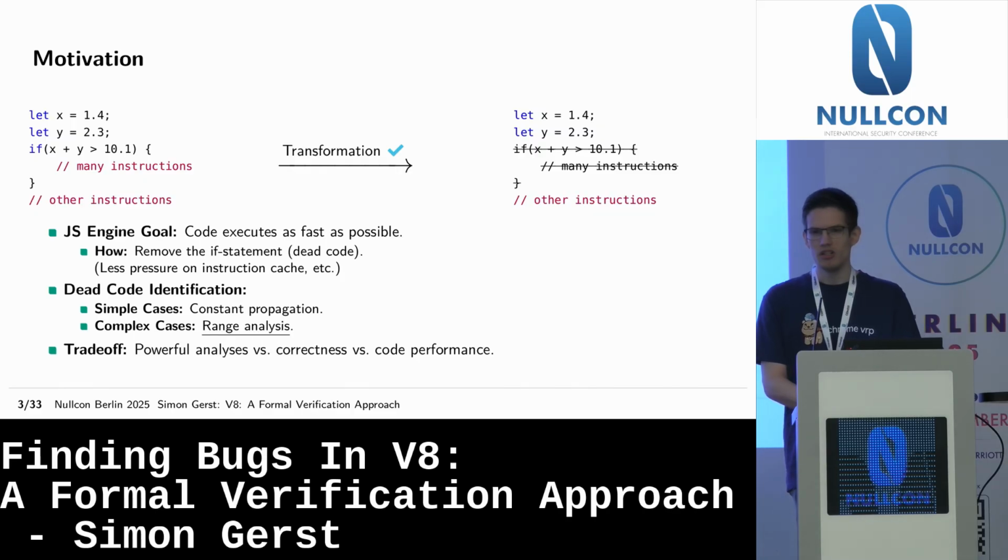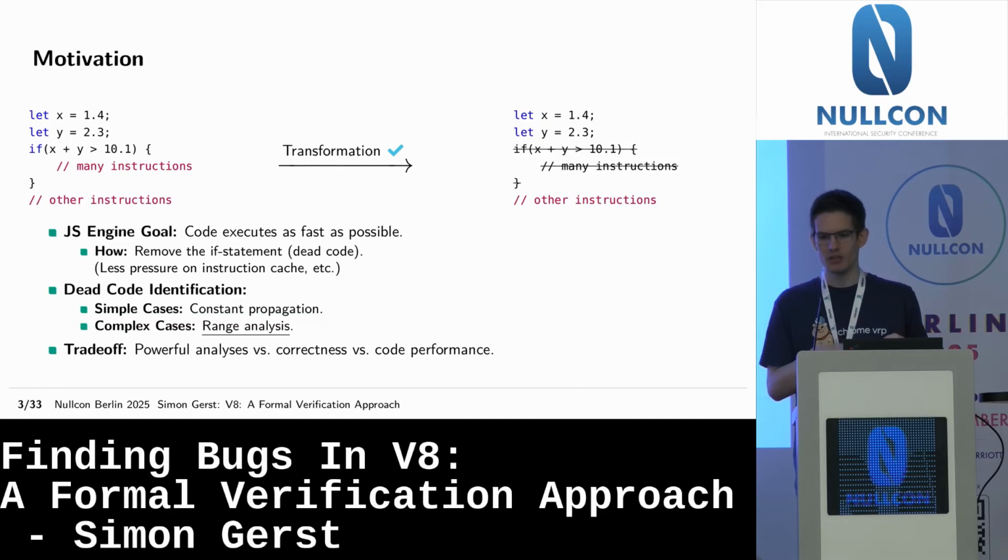And with all analyses, you have this kind of trade-off. You want a powerful analysis so that you can optimize your code as fast as possible. But in the JavaScript world, it's very important that your analysis is also correct. If your analysis is powerful, it tends to get more complex, and complexity makes it harder to be sure that it's correct. And the more complex, the slower your analysis usually is. So you have this trade-off.